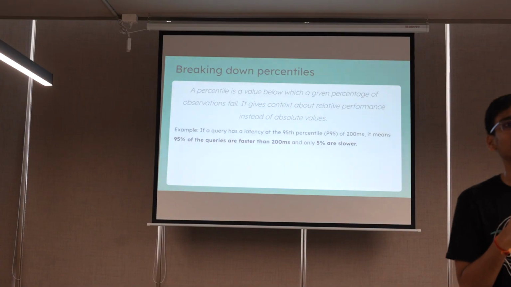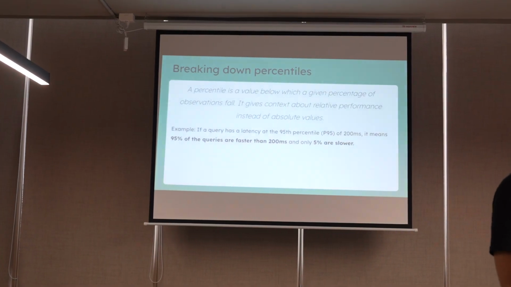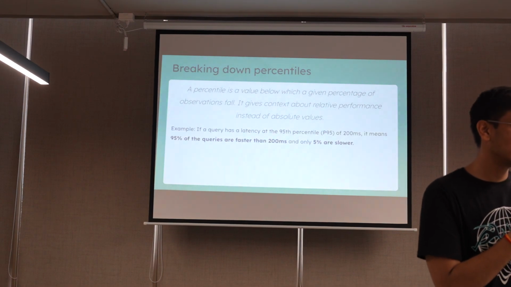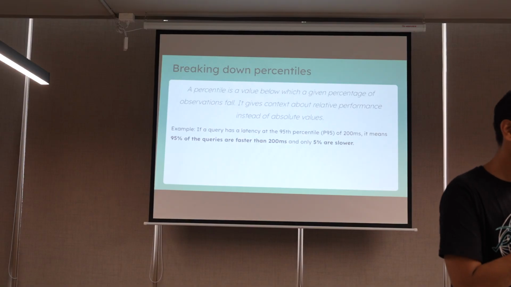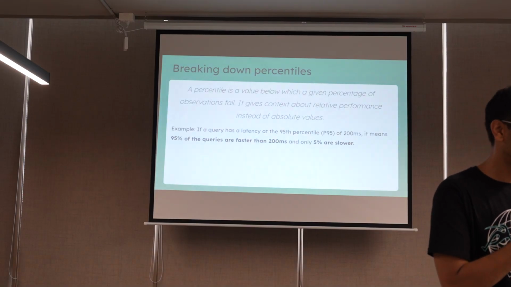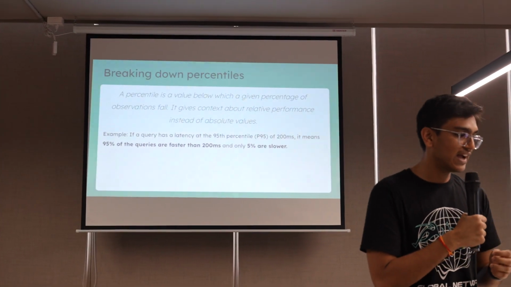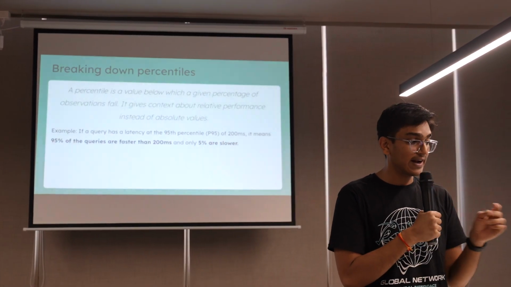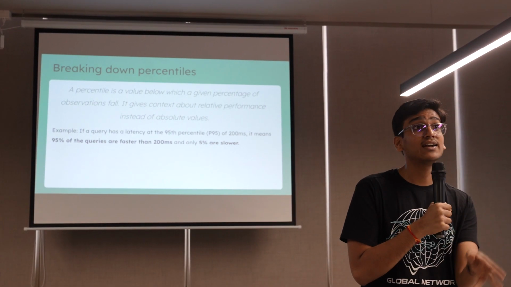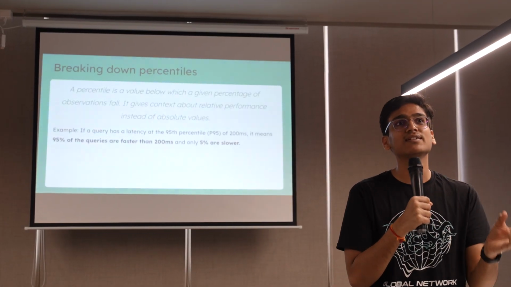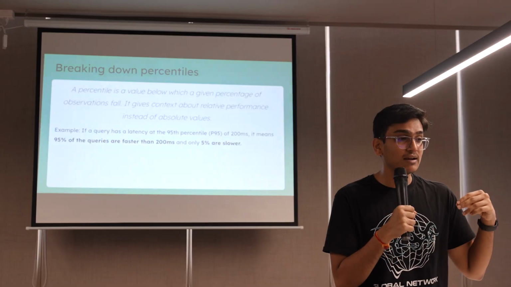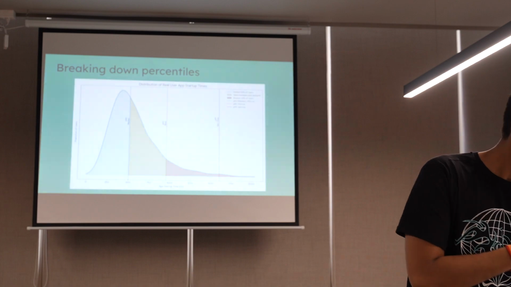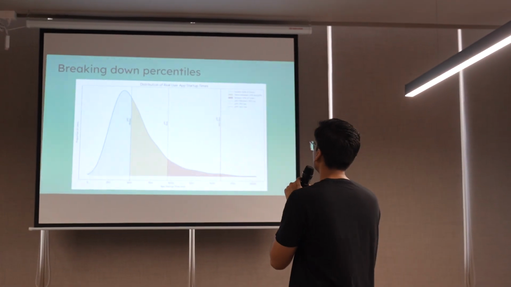So percentile is a mathematics concept जो मैंने शायद इंजीनियरिंग में पढ़ा नहीं, बट बाद में I have to revise because of this. So percentile is a value below which the given percentage of observations falls. It gives you the context about relative performance instead of absolute values. Example, if latency at the 95th percentile is 200 milliseconds, it means 95% of the queries are faster than 200 milliseconds. It means just 5% of users are falling beyond 200 milliseconds. Theory, too much theory, right? So let's say this. So for example, this is the percentile data.